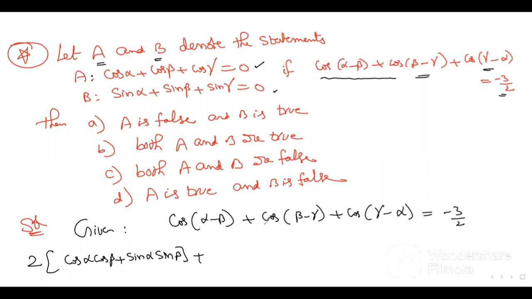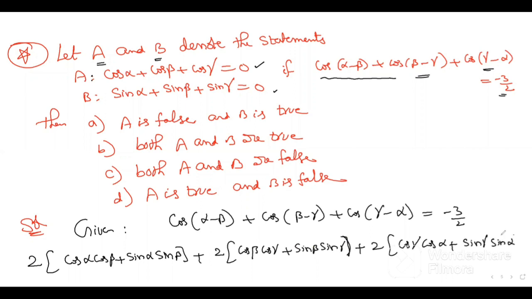Here also, 2 multiplied with the second function: 2 times cos(beta minus gamma) formula, cos beta cos gamma plus sin beta sin gamma. Here also 2 multiplied with this function: 2 times cos gamma cos alpha plus sin gamma sin alpha. Okay, the right side plus minus 3, sending it to the left side, it becomes plus 3. So this is the given condition.